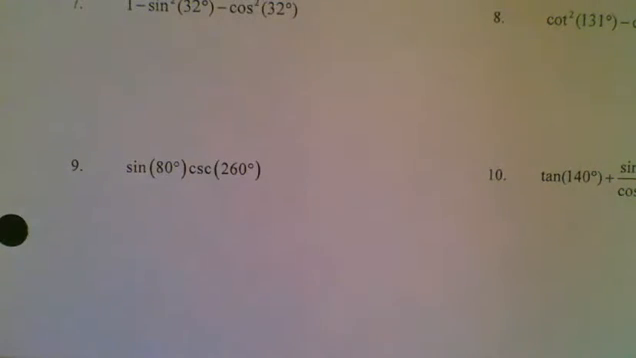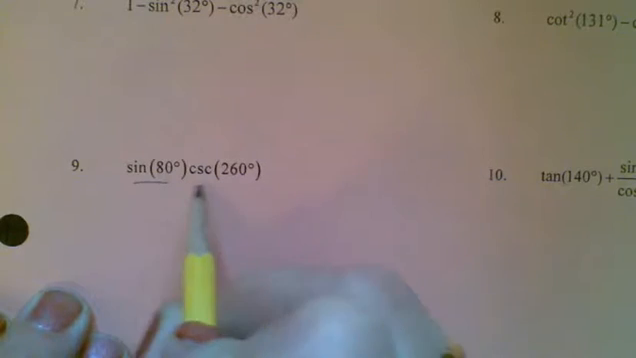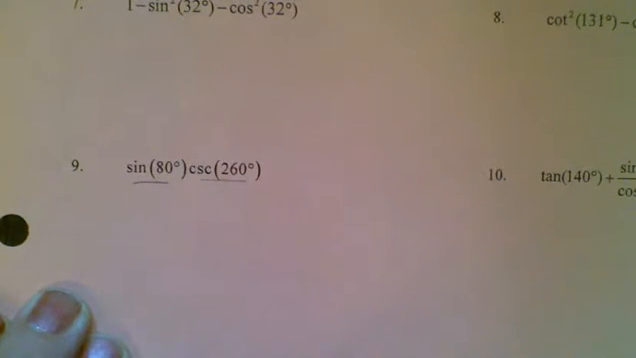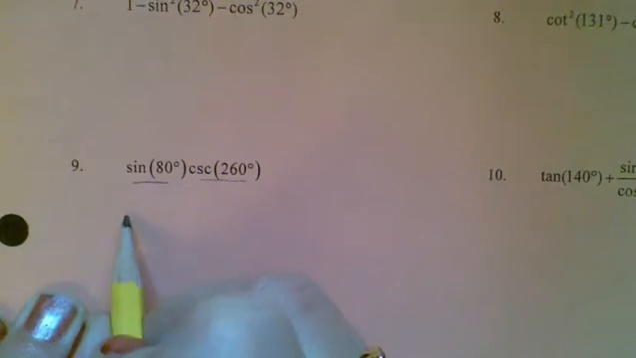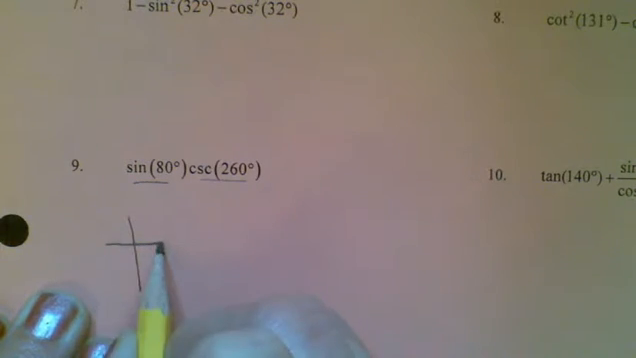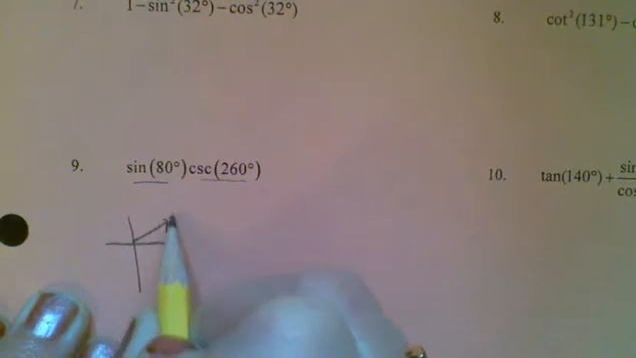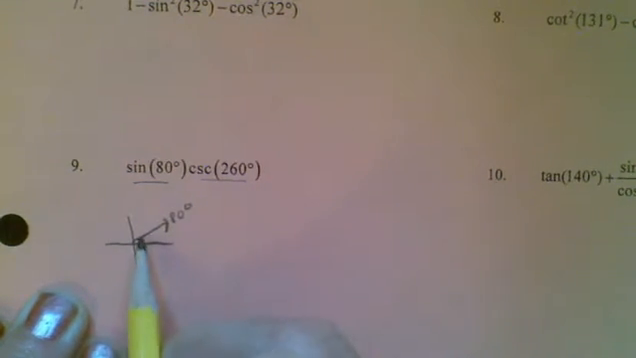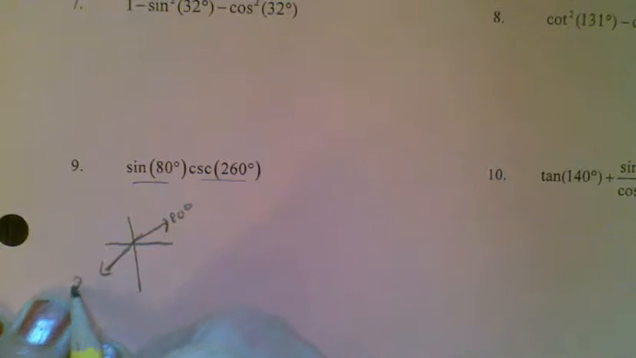Alright, worksheet number 8. The first one that I had a request on was number 9. It wants to find the sine of 80 and the cosecant of 260. So the first thing I would probably do is try to draw a picture. There's 80 degrees. 260 would be 180 plus 80, so 260 is the opposite angle in the third quadrant.